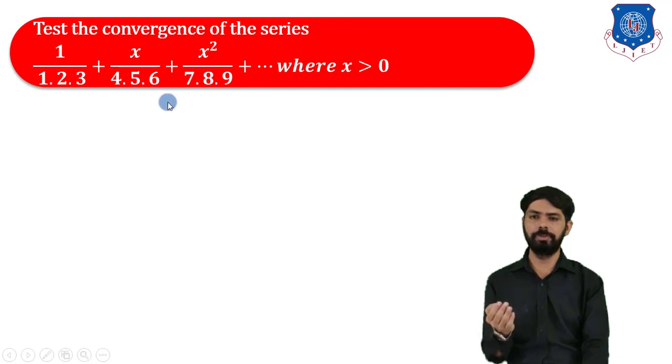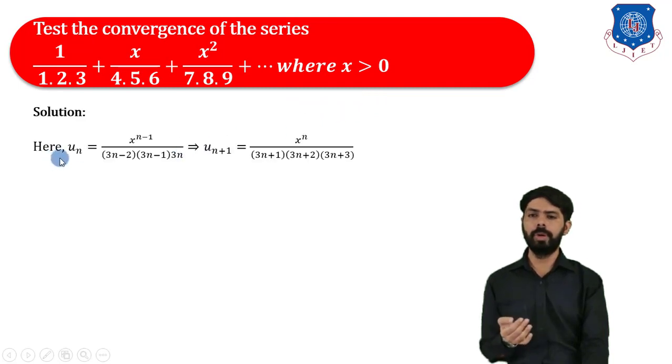Test the convergence of the series 1 divided by 1 into 2 into 3 plus x divided by 4 into 5 into 6 plus x square divided by 7 into 8 into 9 plus so on, where x greater than 0. So here un is equal to x raised to n minus 1 whole divided by 3n minus 2 into 3n minus 1 into 3n.